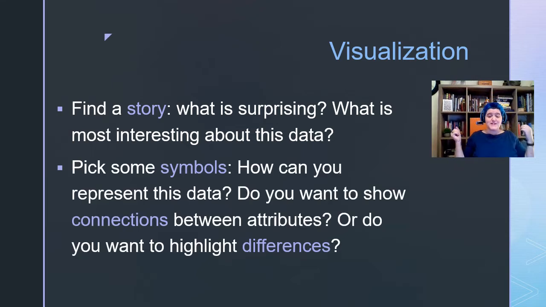And then you get to do the fun part, pick some symbols. They can be icons, they can be indexes, and they can be symbols. I should have said pick some signs, really. How can you represent this data? Do you want to show connections between attributes, or do you want to highlight the differences between them? Do you want to demonstrate how much of something or how little of something?